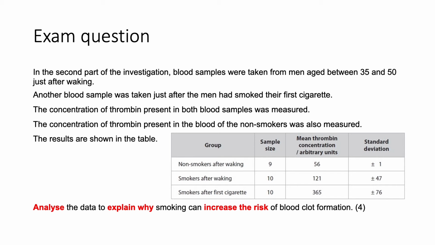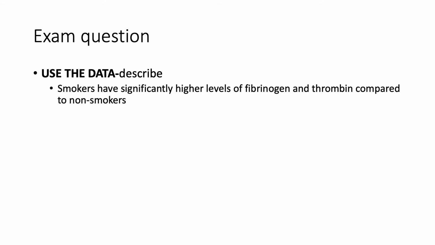As you can see, I've highlighted the key words, so analyse to explain why. So we need to use the data that is given to us and our own knowledge to explain why this may be an increased risk. To answer this question, first use the data that is given, describe what you can see. So from looking at the tables, you can say that smokers have significantly higher levels of fibrinogen and thrombin compared to non-smokers.